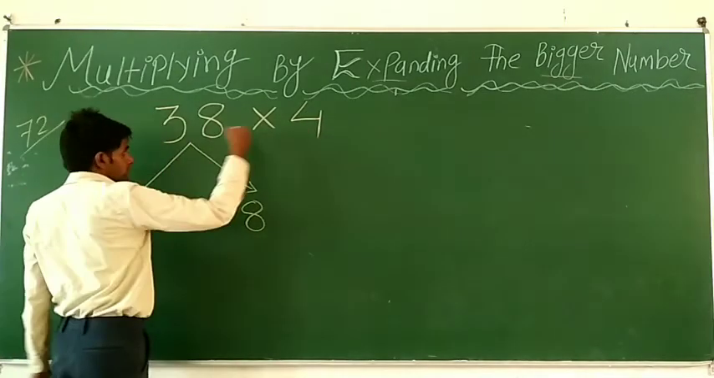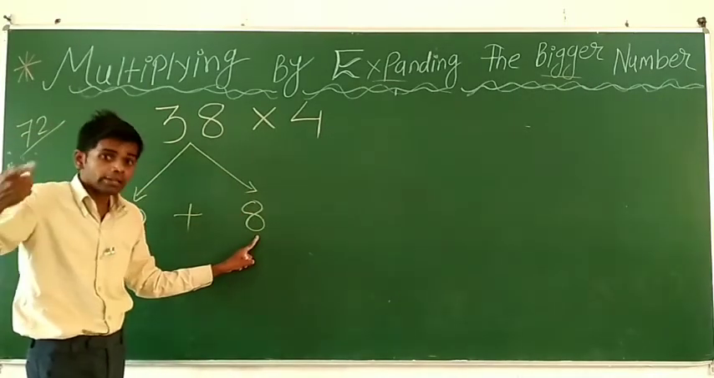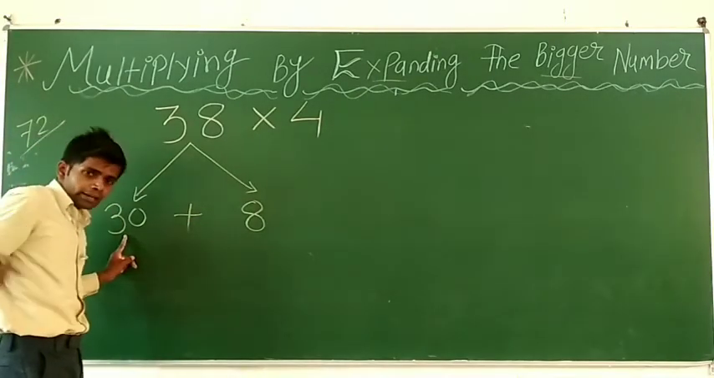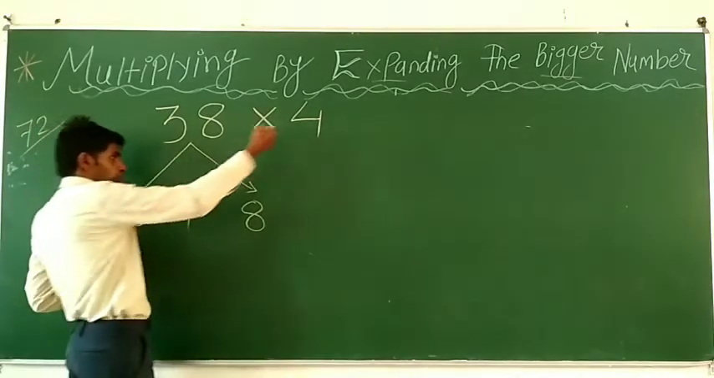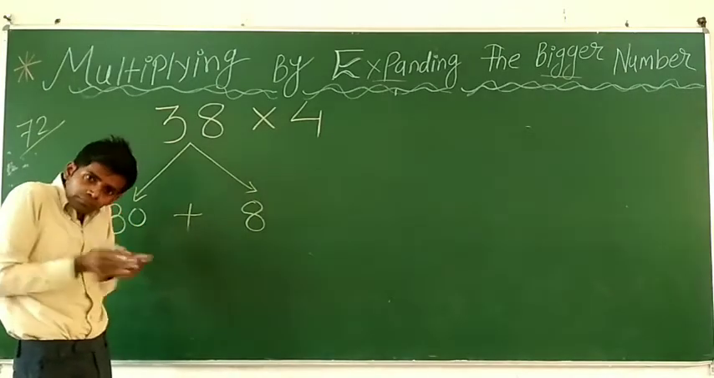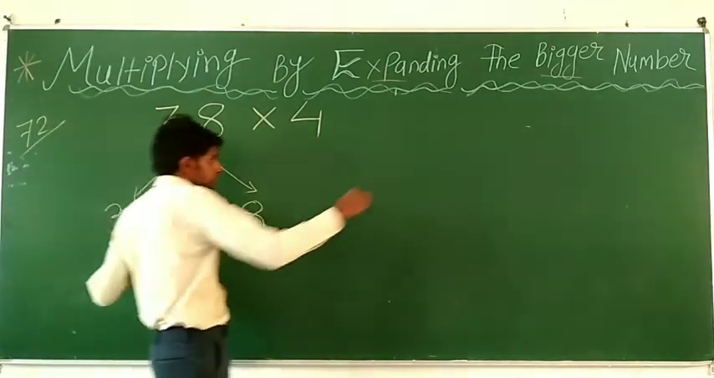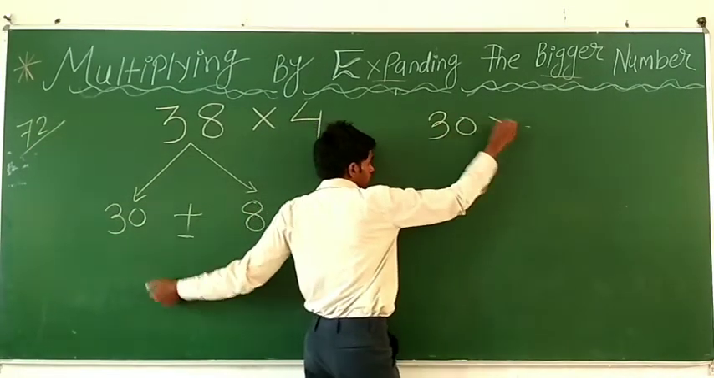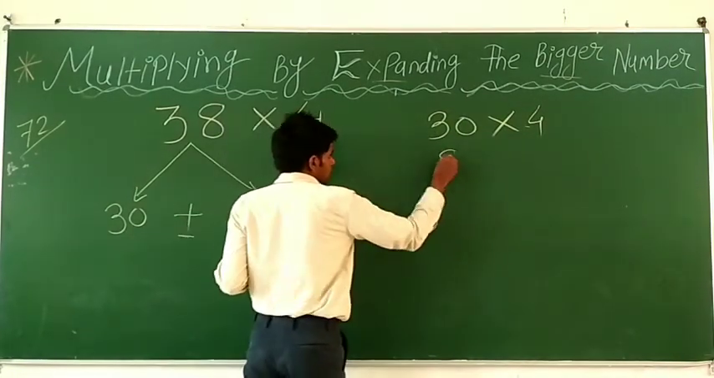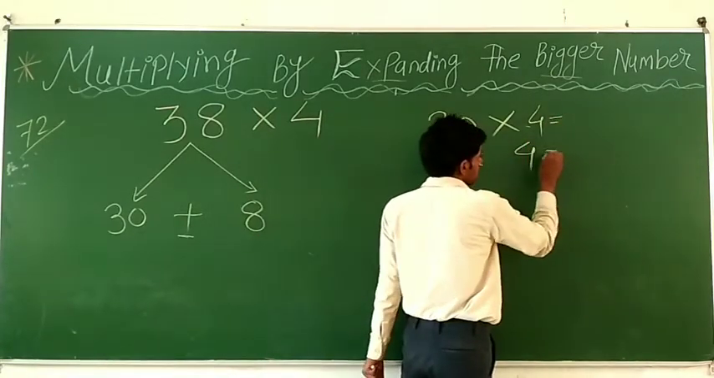So इसको डायरेक्ट इससे मल्टीप्लाई करने के बजाय हम लोग 4 से 8 को मल्टीप्लाई करेंगे सेपरेटली, 4 को 30 से मल्टीप्लाई करेंगे सेपरेटली. What we will do, we will separately multiply, अलग अलग मल्टीप्लाई करेंगे 30 और 4 का and 8 और 4 का, and then we will add them. Okay, so we will write this 30 here. 30 multiplied by 4 and 8 multiplied by 4. Okay, so let's find the product.